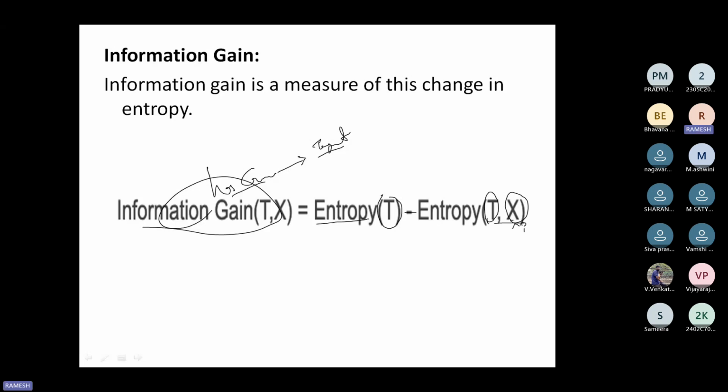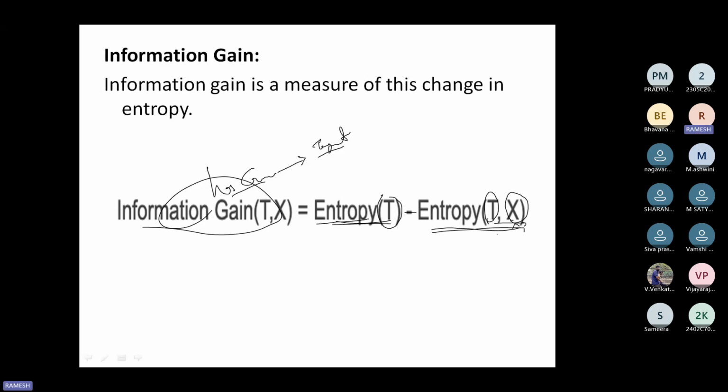Target with respect to X, representing the input data, like features. This is the entropy of the target variable minus the entropy of the target over features. It means how the features are influencing the target variable; that will be decided here, and that will be taken as information Gini.